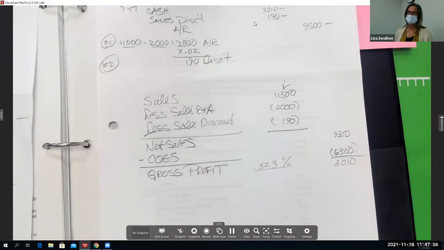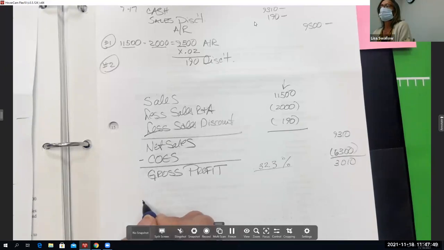Net sales. Always divided by net sales. Okay, next question. Forging ahead. What's the very next thing I'm going to write on my P&L? My next section heading is going to say what? Yep.